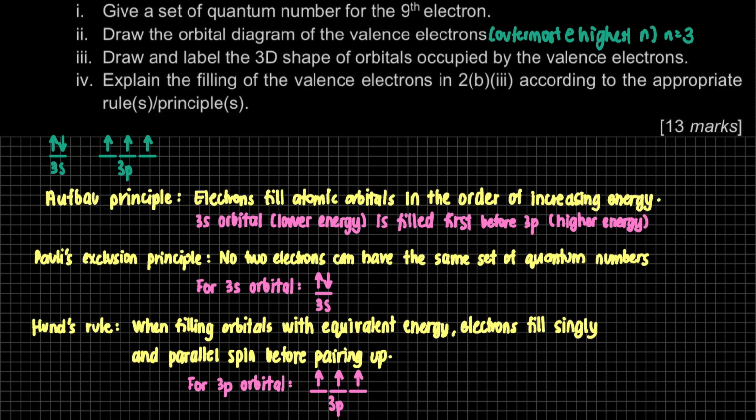Okay, so that is all. For this one, not only do you have to memorize the names of the rules, you have to know what each rule means, and you have to relate back to how to fill out the valence electrons. Okay, so that is the solution for PSPM for the year 2018-2019.